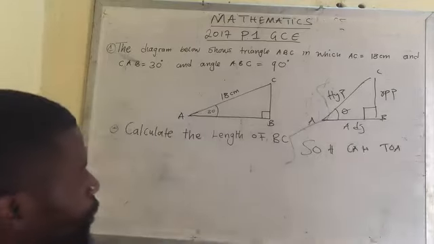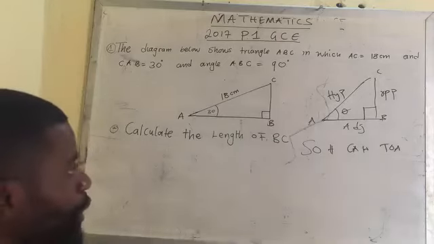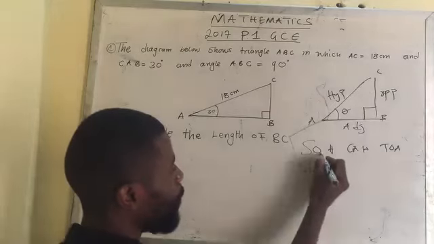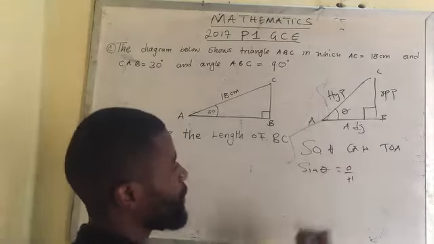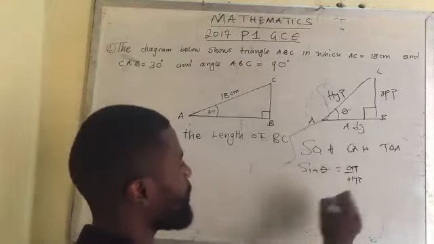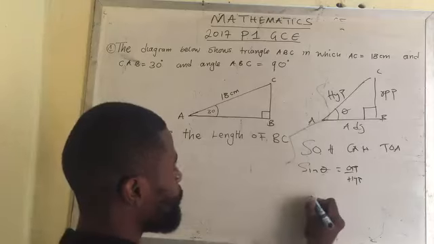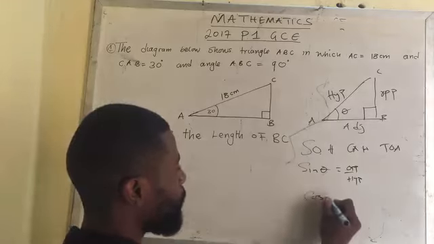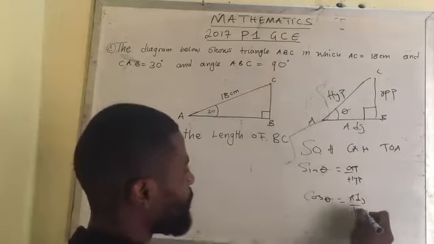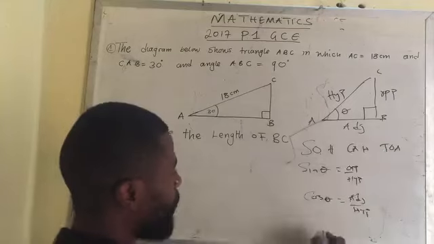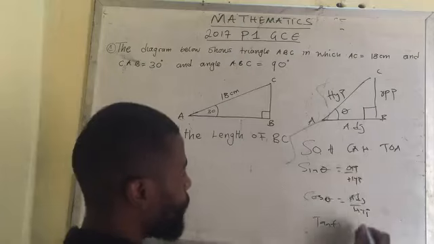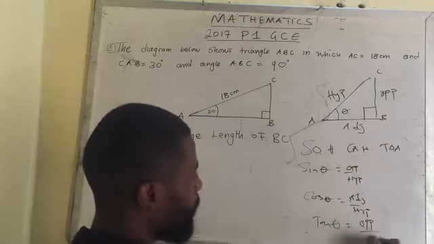For you to use SOH CAH TOA, these are our trigonometrical ratios, which simply means that sine theta is equal to opposite over hypotenuse. Then CAH means cosine: cos theta equals adjacent over hypotenuse. Then TOA is tan theta equals opposite over adjacent.